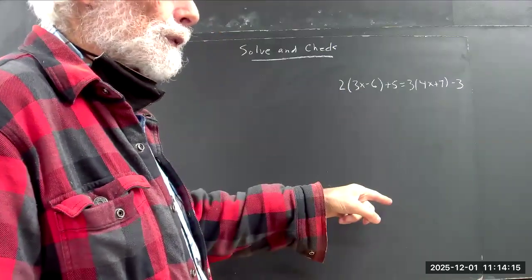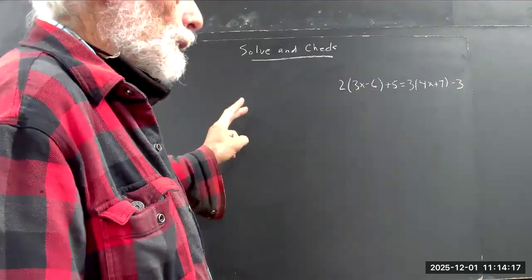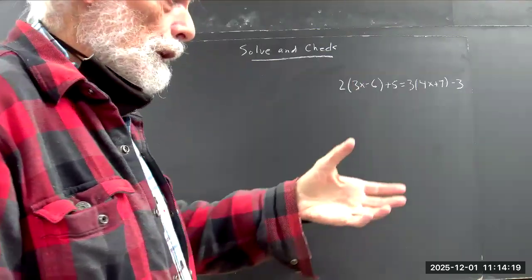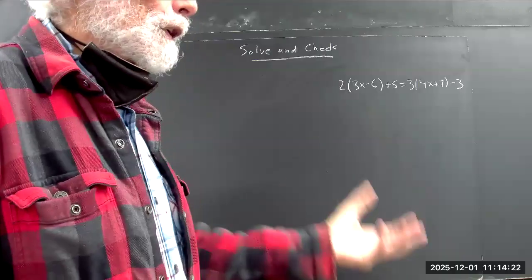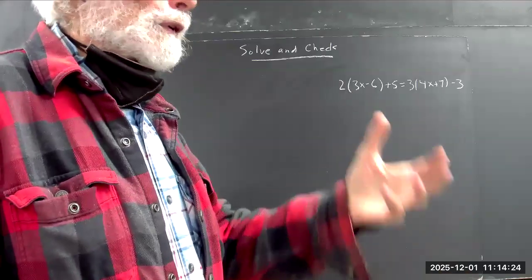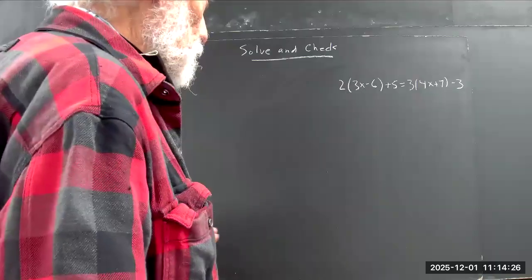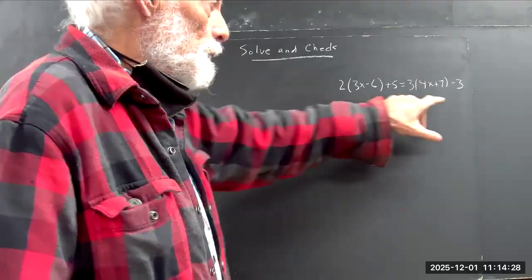If it doesn't work out, if your solution doesn't check, there are two possibilities. One, that your solution was wrong. Two, that your check was wrong. So you want to be very careful when you're checking so you don't get misled about whether your solution was correct or not. Okay, so we'll start with this equation.